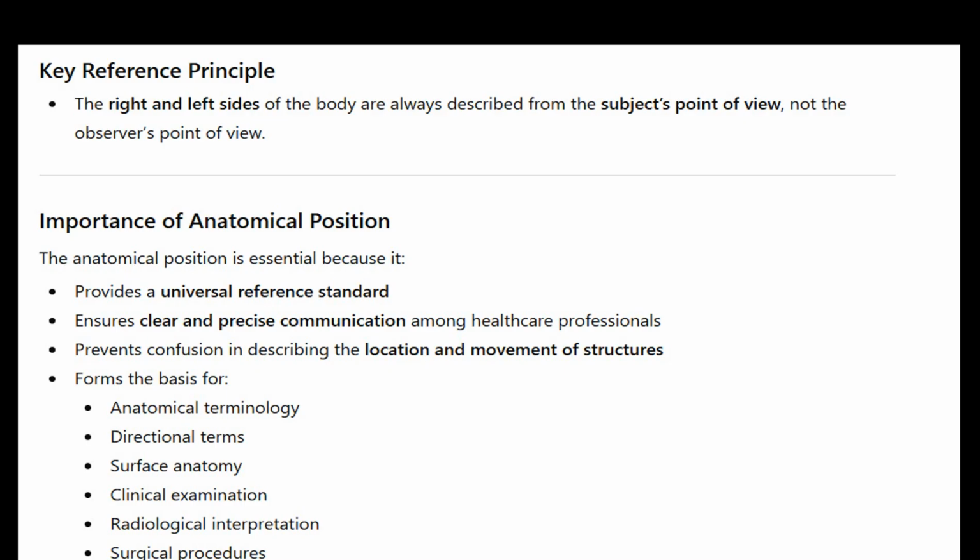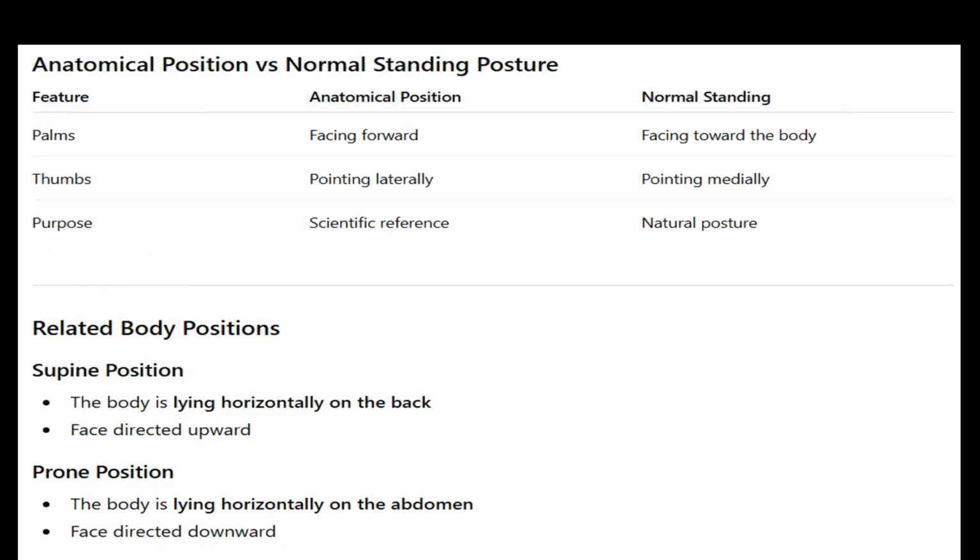So I think now we have an idea what is anatomical position, what are the key reference principles, and the importance of anatomical position. Now we'll talk a bit about the differences. Okay, so for the three features, that is palm, thumb, and purpose, we will try to see the difference between the anatomical position and normal standing position. Okay, so palm. In case of anatomical position, the palm is facing forward. On the other hand, when we talk about the normal standing condition, then the palms are facing toward the body.